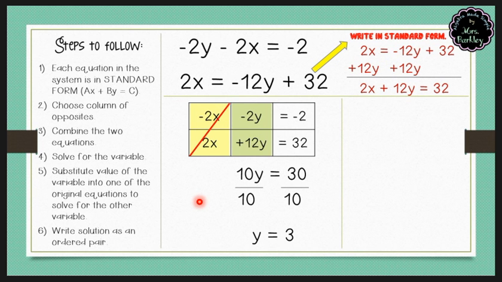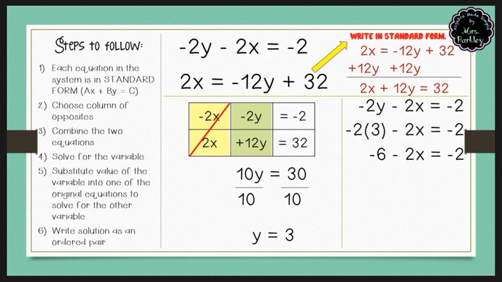So now we're going to substitute that value into one of the equations. I chose to use the first one, so negative 2y minus 2x equals negative 2. I'm going to substitute 3 in for y. So that equation would be negative 2 times 3 minus 2x equals negative 2. Negative 2 times 3 is negative 6. So the equation would be negative 6 minus 2x equals negative 2.